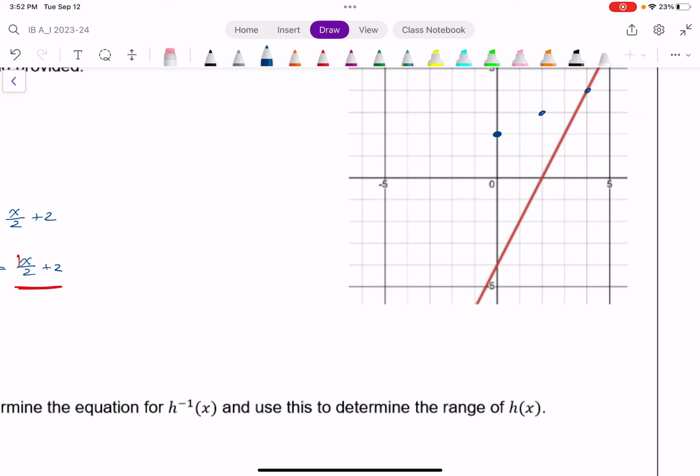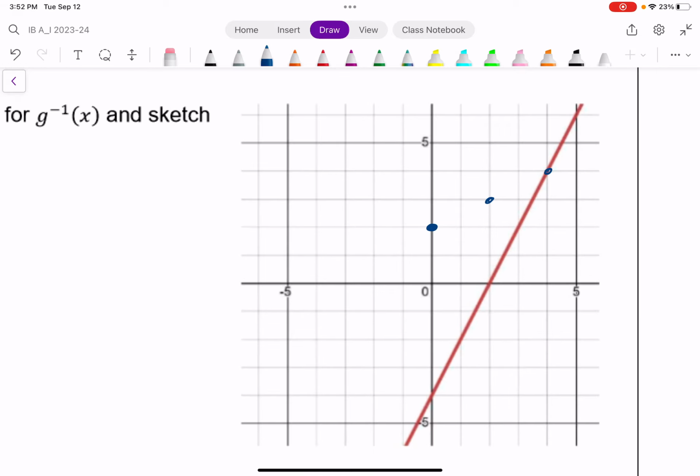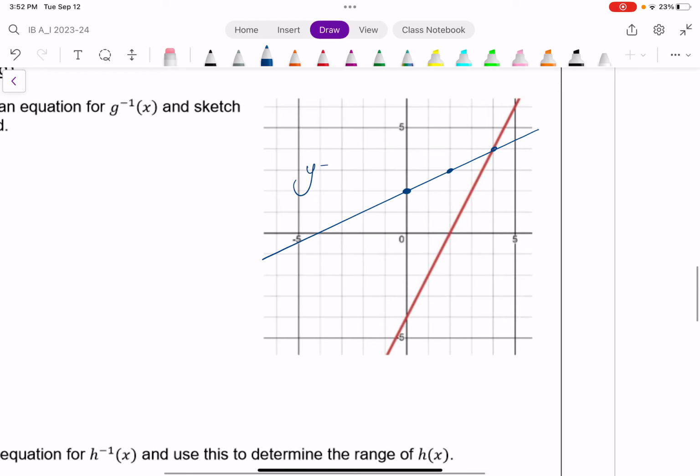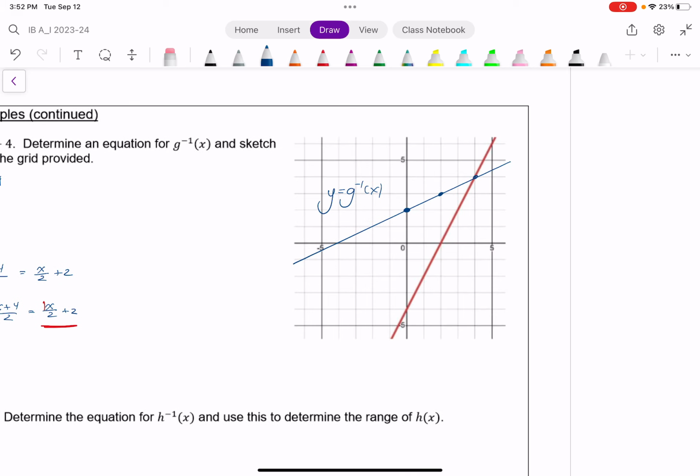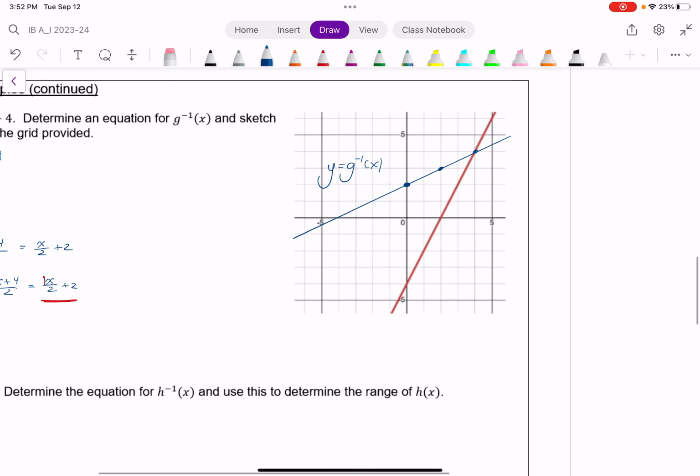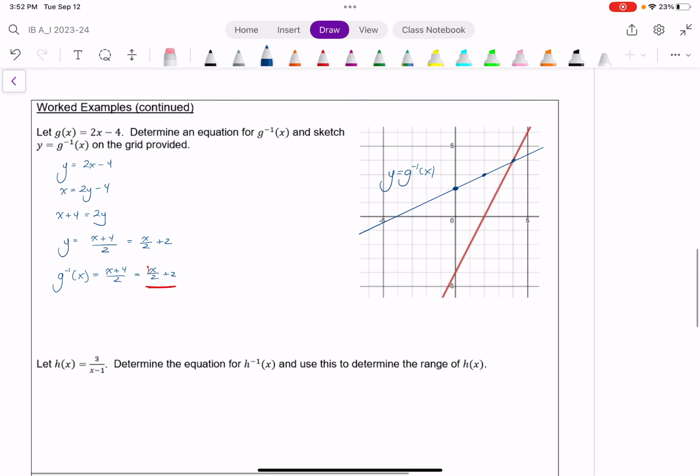However, another perfectly valid way of doing this, which in some ways you may find better. Let me label this. So this is the inverse of g. It is to go back to one of the fundamental ideas of inverses, which is that our inputs and outputs are swapped around, or in terms of a graph, our x and y's are swapped around.